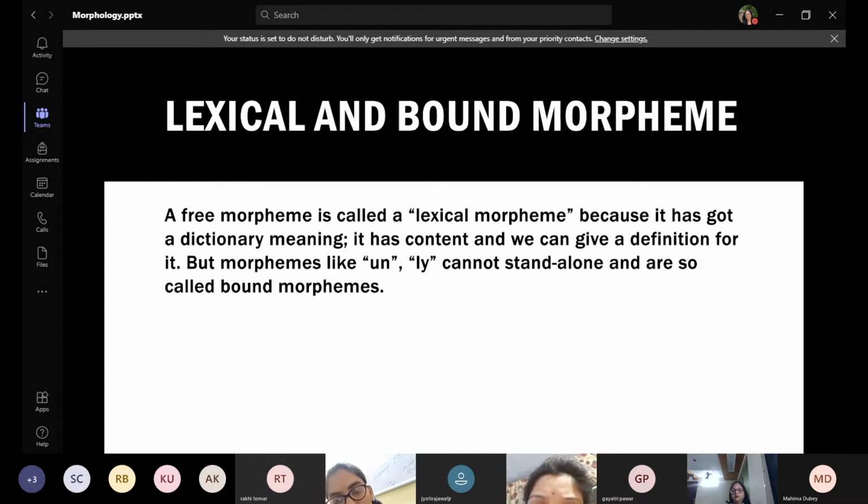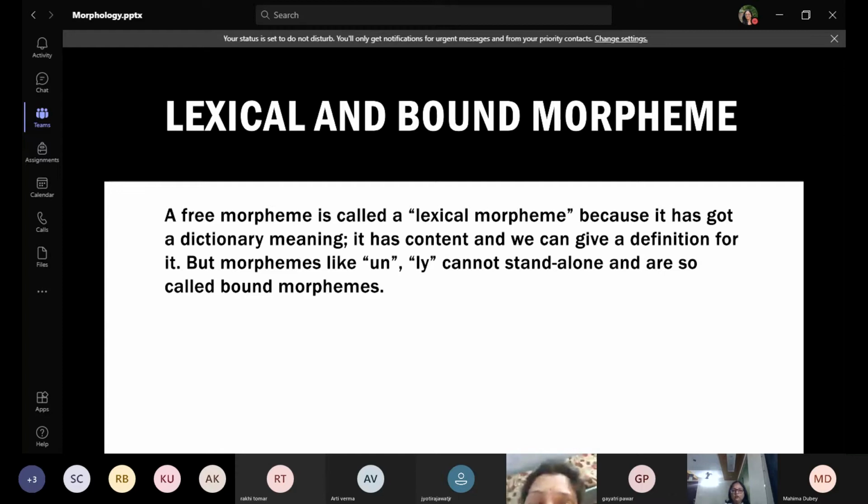What is sing? You can define what is sing. What is run? You can define what is run. What is eat? You can define what is eat. You cannot find ing in the dictionary, eating. Eat has a lexical meaning, but ing does not have a dictionary meaning. So such morphemes which do not have dictionary meaning, and which get meaning only when they are attached to a lexical morpheme, are called bound morpheme. They are bound to something; separate them and they have no meaning.